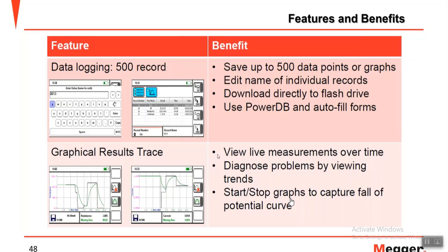And graphical result trace: you can view live measurement over time, diagnose a problem by viewing the trend, and start-stop the graph to capture a fall-of-potential curve. This is a very good feature. I think you can see the graph directly on the unit.